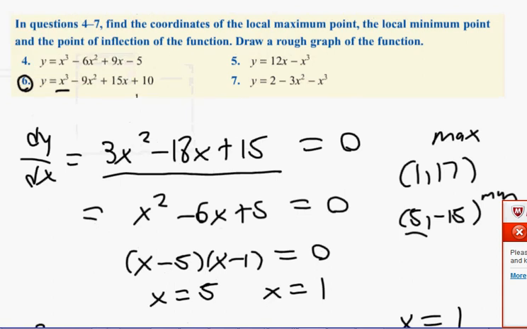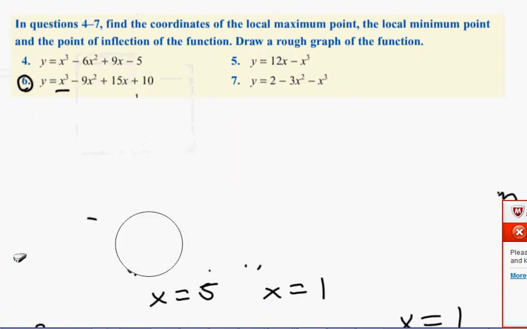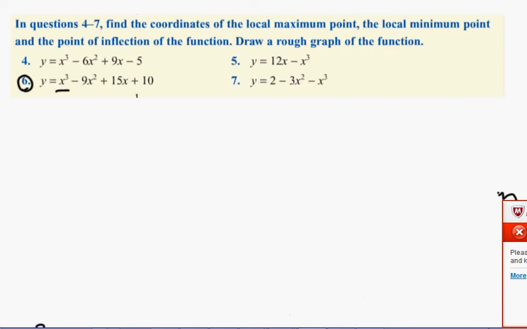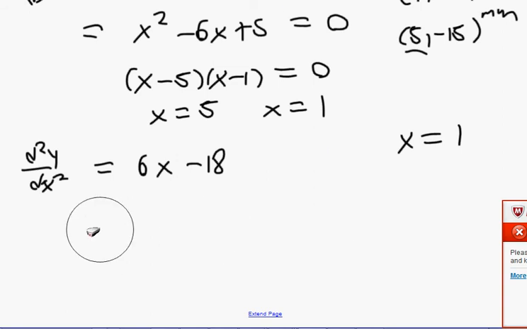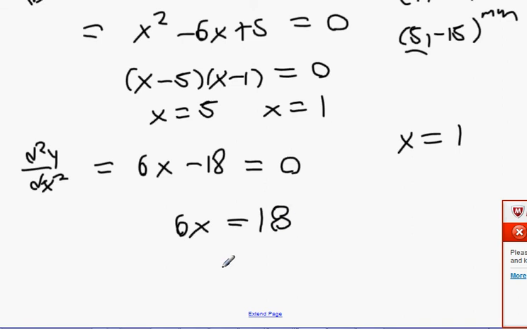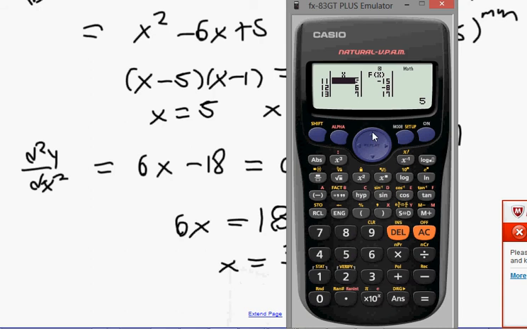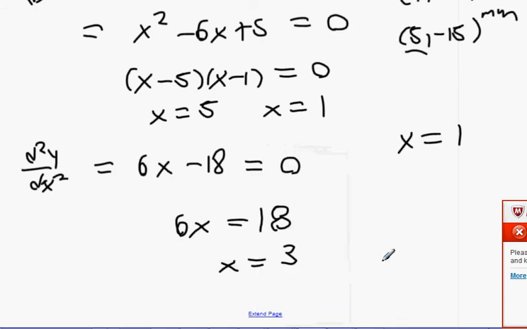Alright guys, question 7. Once again, never forget to find the point of inflection. Now, guys, the point of inflection is when the second derivative equals 0. 6x equals 18. Getting ahead of myself. X equals 3. If x equals 3, y equals 1. That saves a bit of time. 3, 1. Look what happens.